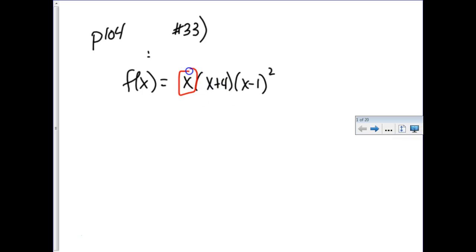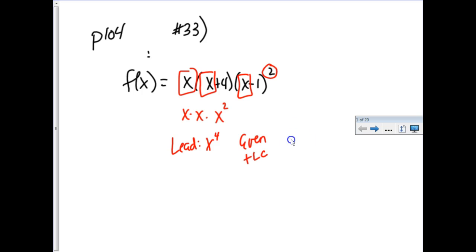If you look at just the lead terms of each of these quantities, you've got to be a little careful on this one, because remember this quantity is being squared. So it's like you have an x times another x times another x squared. So your lead term is going to be 1, x to the 4th. So you have an even degree with a positive lead coefficient, positive 1. So your ends are going to be doing this.